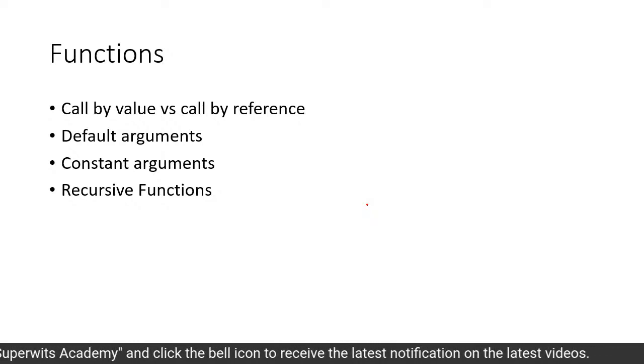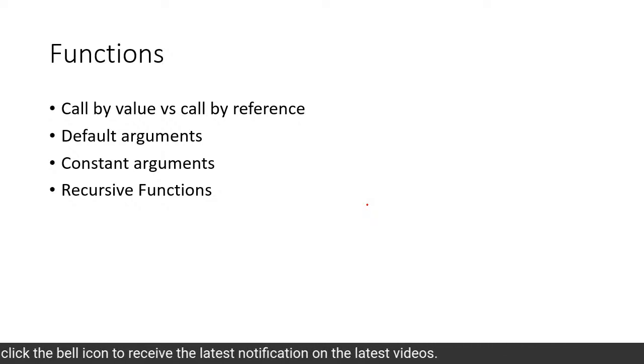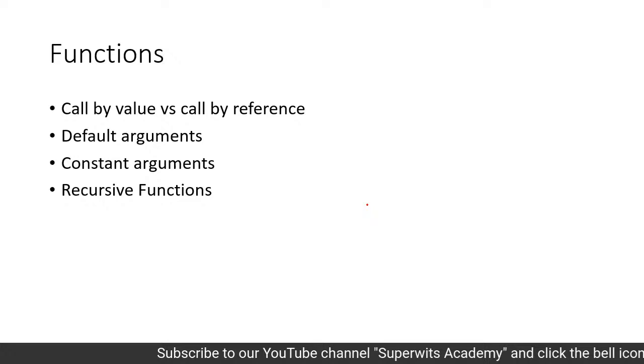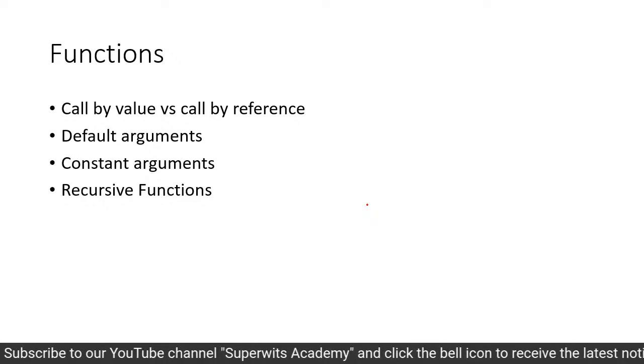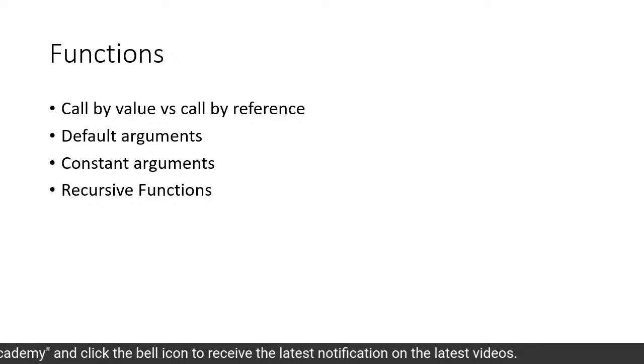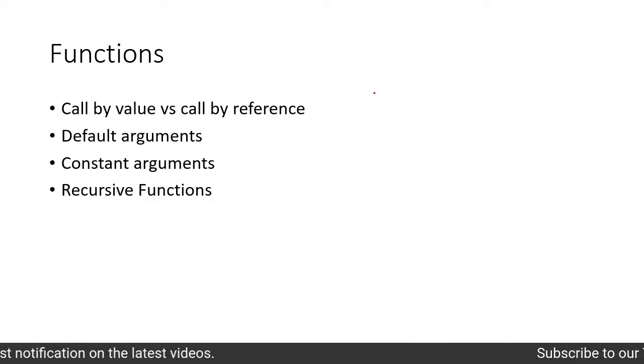So there are a few concepts which we left yesterday. One is call by value and call by reference. This is a concept where we are taking care of the variable copies which are to be sent to the functions. So let me write a very small program for you. Again, I'm taking the example which I did yesterday.